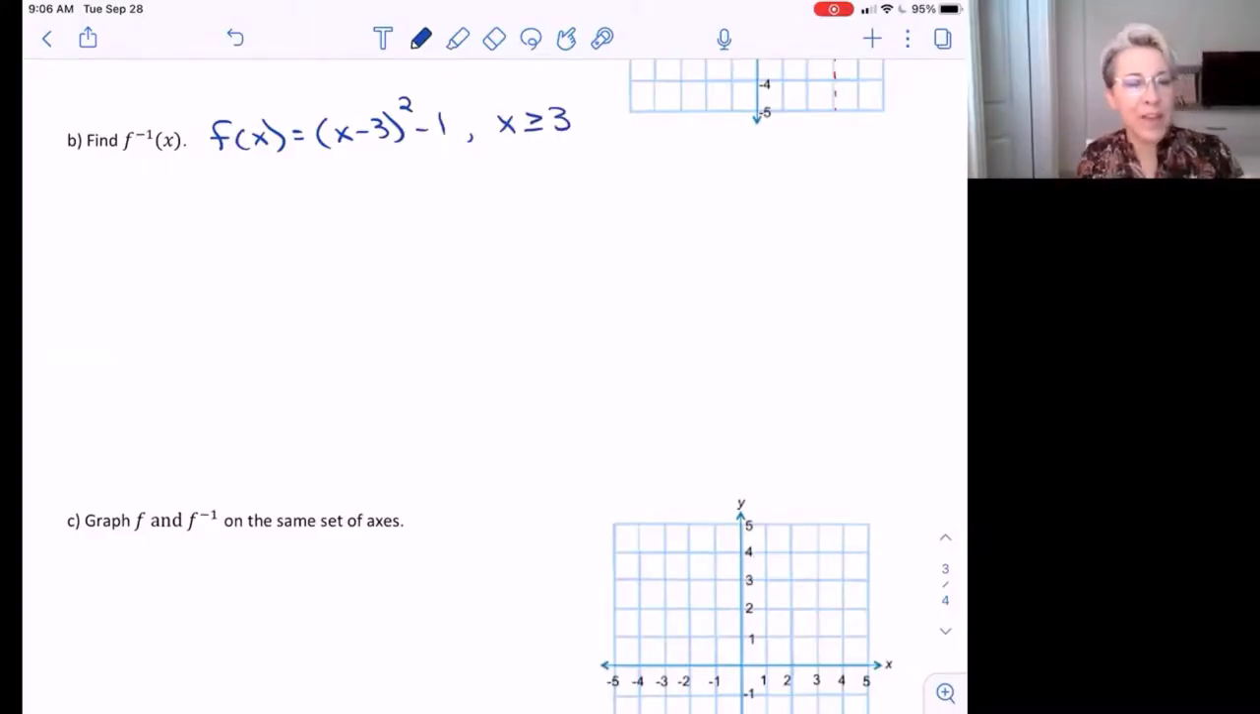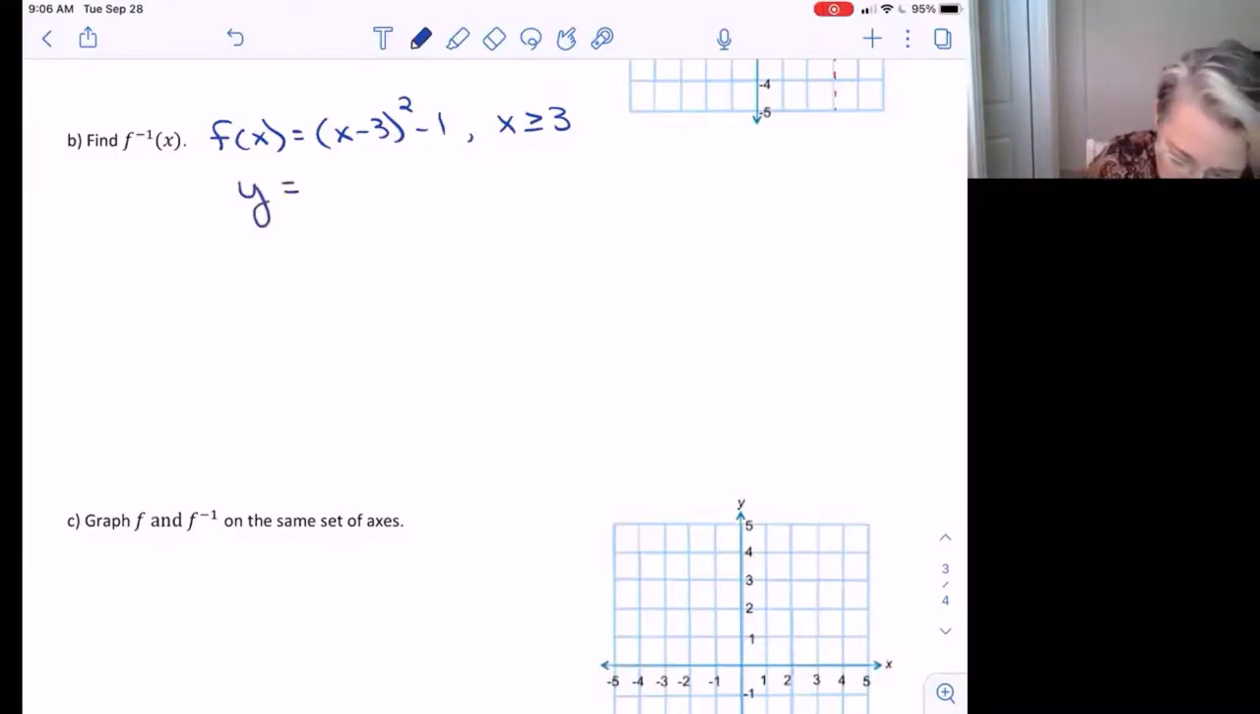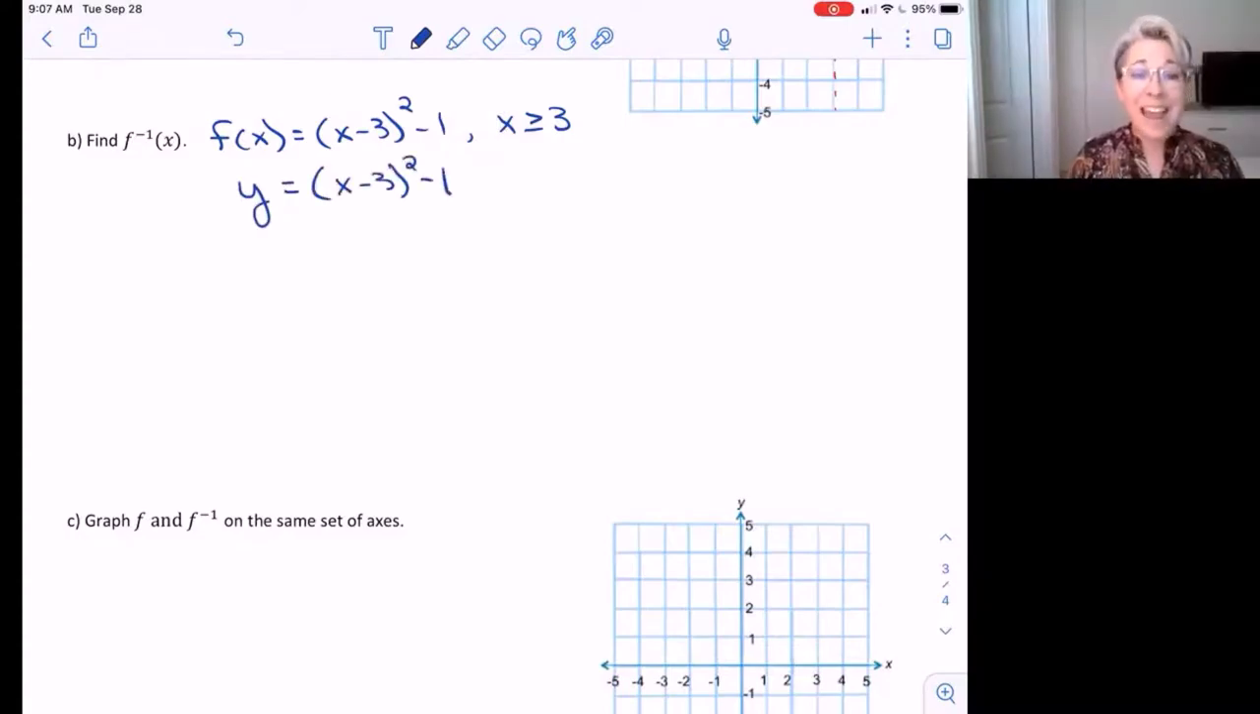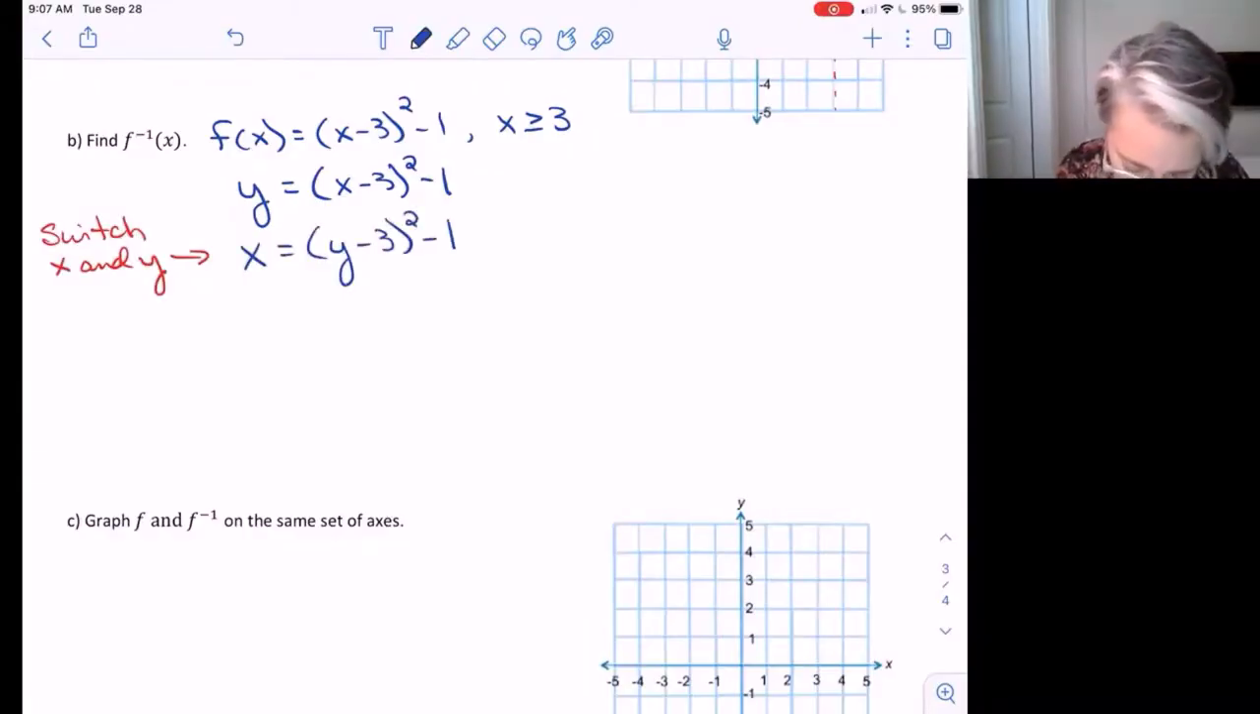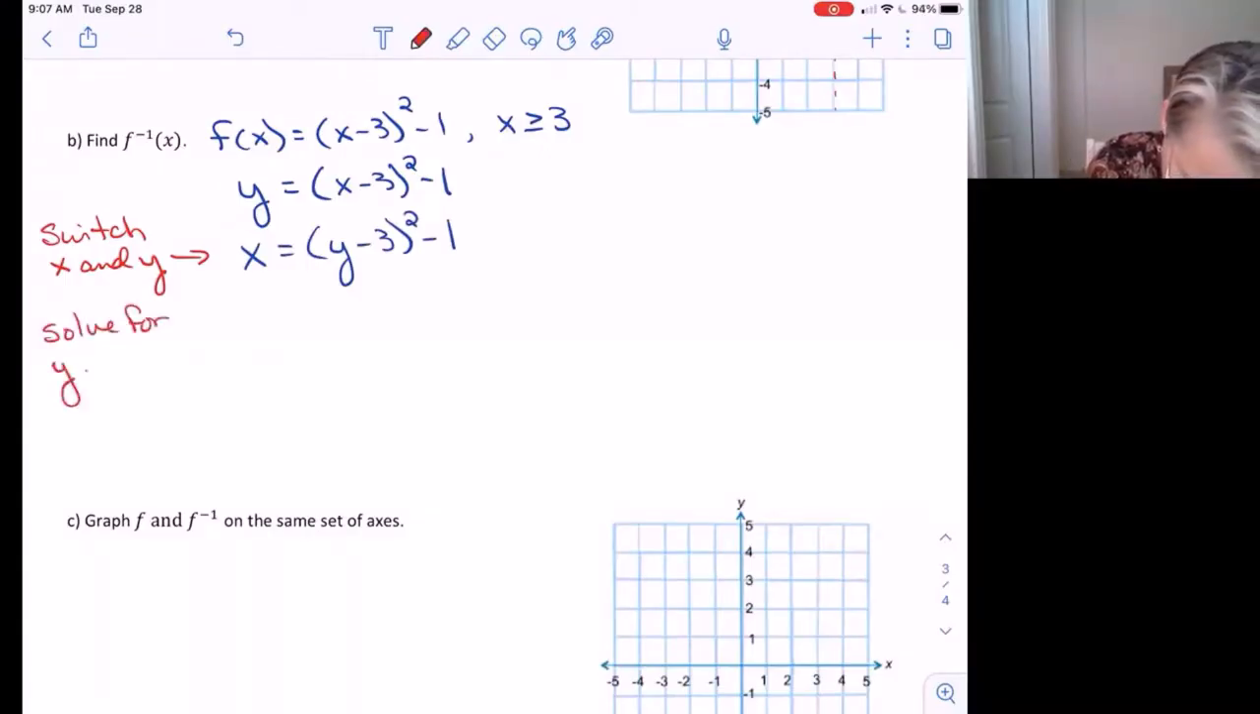We're going to use the fact that if one function has the point (a, b), its inverse would have (b, a). So the first thing I want you to do is replace that f of x with a y. So we have two variables that we can work with. Now, let's switch that x and y. That gives us x equals the quantity (y minus 3) squared minus 1. Now, solve for y. Keep in mind, we're wanting to get y by itself.